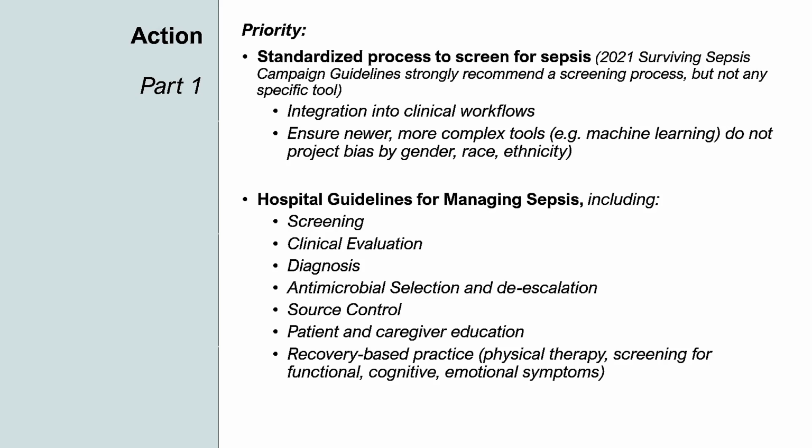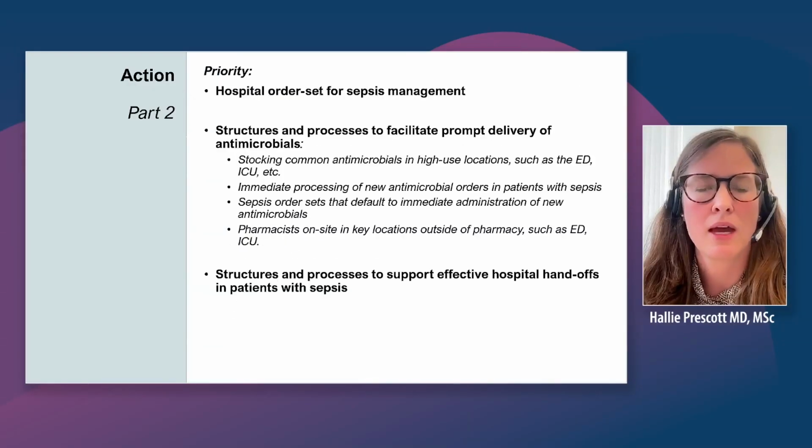The next priority example is having a hospital guideline for management of sepsis that addresses key aspects of management, including screening, clinical evaluation of patients at risk for sepsis or with suspected sepsis, diagnosis of sepsis, antimicrobial selection and de-escalation, source control, patient and caregiver education, as well as recovery-based practices to set up patients for longer-term recovery and best outcomes after sepsis. Next slide.